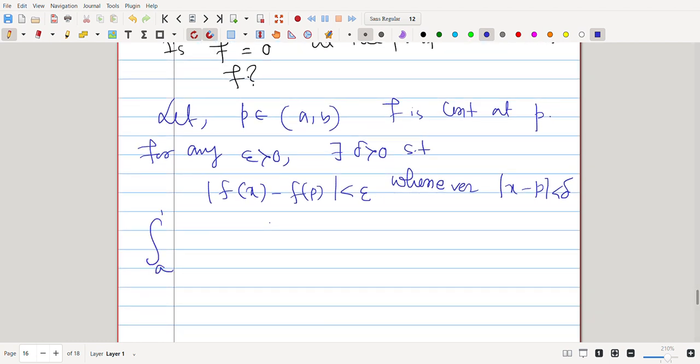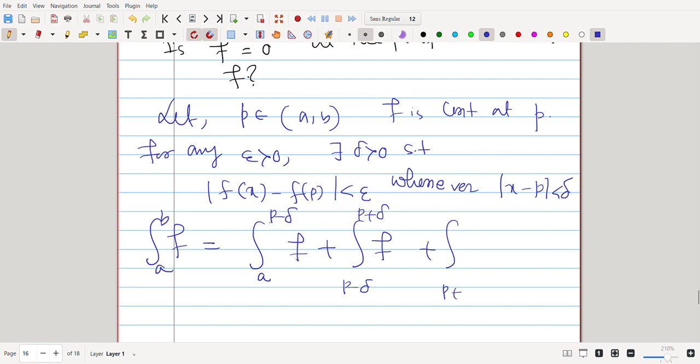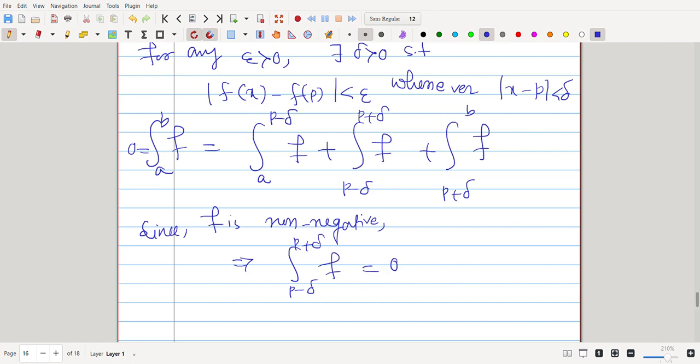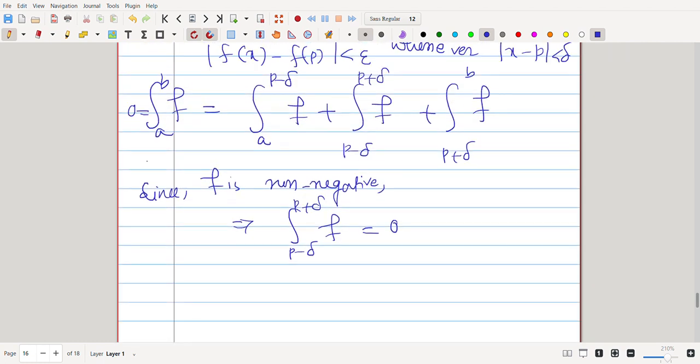Now the integration from a to b of f equals the integration from a to p minus delta of f, plus the integration from p minus delta to p plus delta of f, plus the integration from p plus delta to b of f, right? So the actual integration is 0 and f is non-negative. Since f is non-negative, this will imply the integration from p minus delta to p plus delta of f is also 0, right?